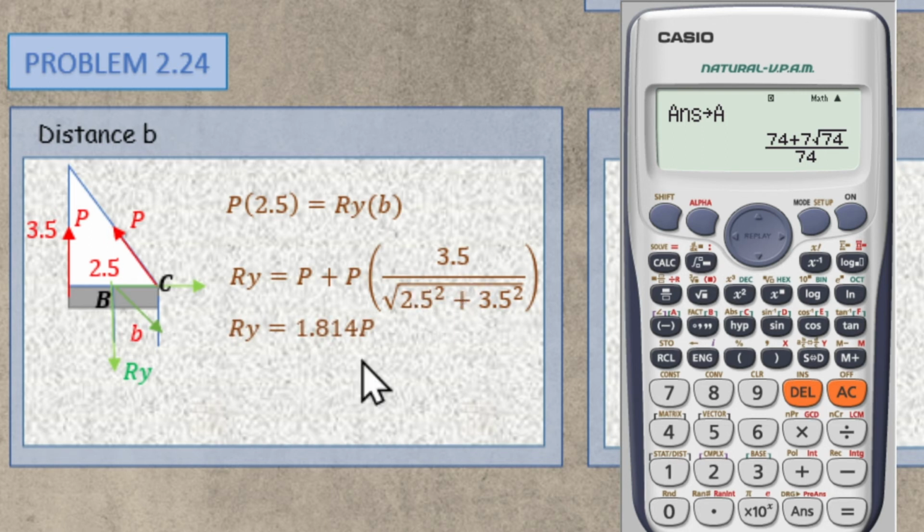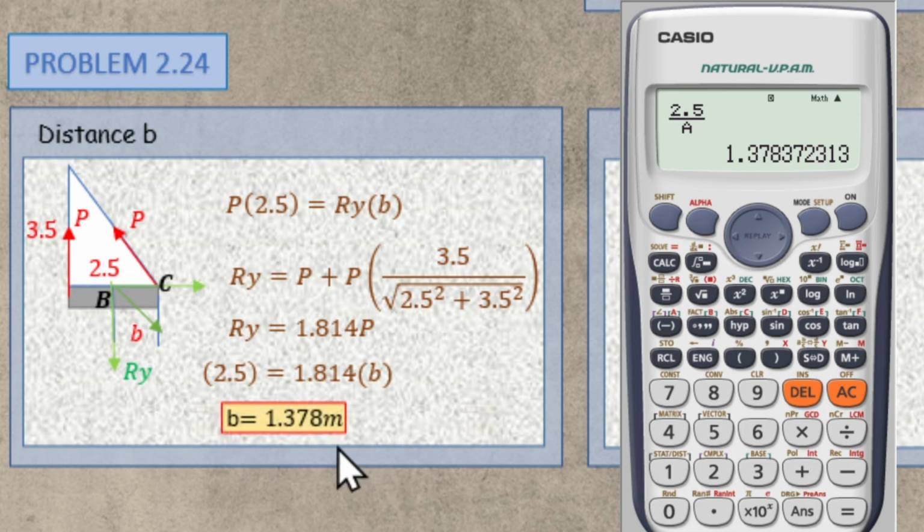So this will become like this, and we need to substitute this Ry here, and as you can see, we can cancel P if we substitute this one, and this will be the remaining equation. So 2.5 equals 1.814B, and from here we can now solve for the value of our B. It will be 2.5 divided by 1.814, and this will be the value of our B, 1.378 meters. So that is for our problem 2.24.